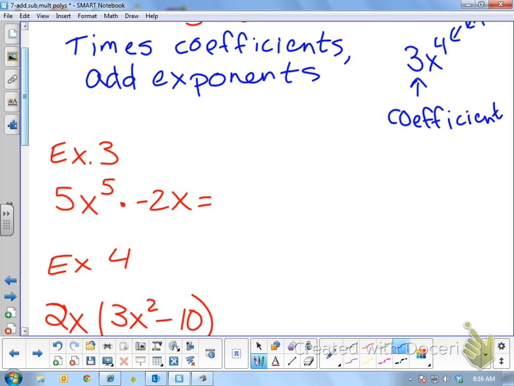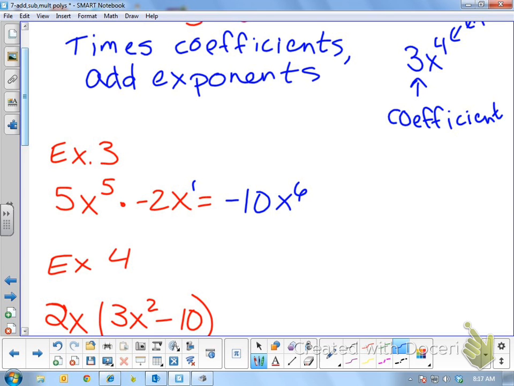According to my instructions, we multiply the coefficients. Which two numbers do we need to multiply together? The 5 and the negative 2 equal negative 10. Okay, so those we multiply together. And then we add the exponents. We're still going to have an x, and we did get a 6, because what's the exponent on this? 1. So negative 10x to the 6.